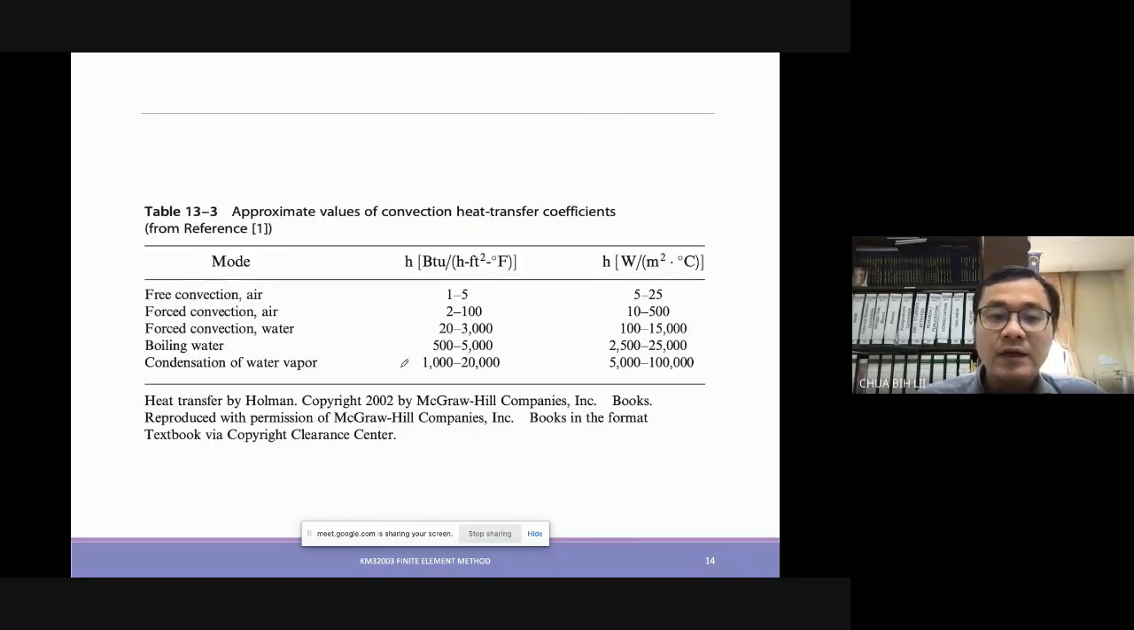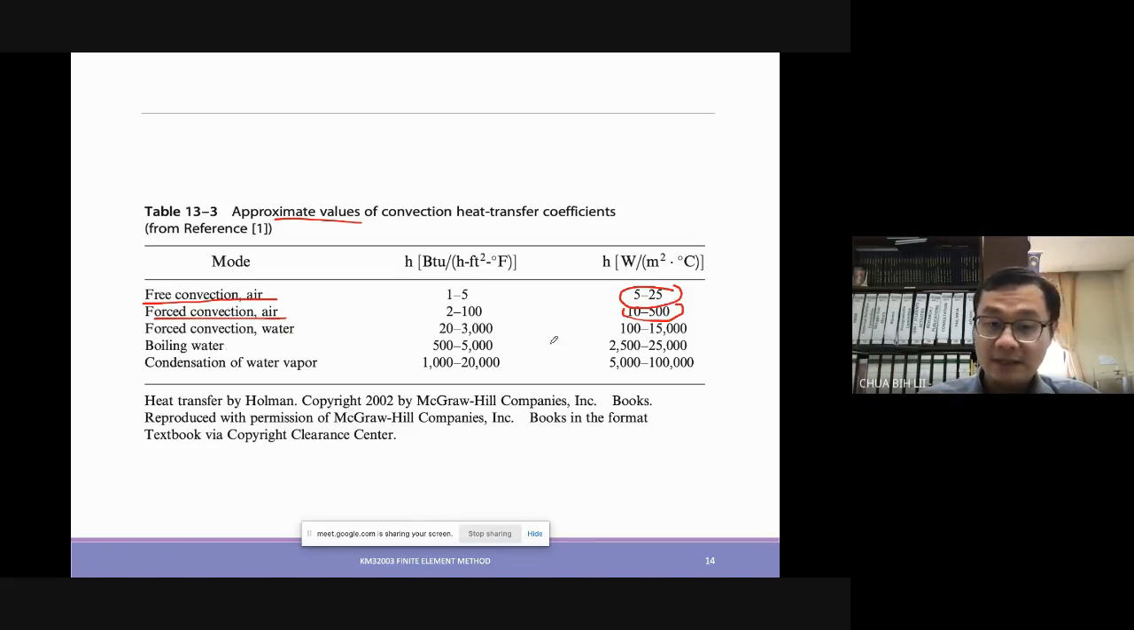Next would be typical values that you may consider. This is obtained from the textbook by Professor Loggins, and it is actually taken from the heat transfer book by Holman. This represents the approximated values of convection heat transfer coefficients. Let's say for free convection, you may apply it from 25 to 25. Or for forced convection, if you are blowing it with a fan, then you may consider 100 to 500, depending on suitability.